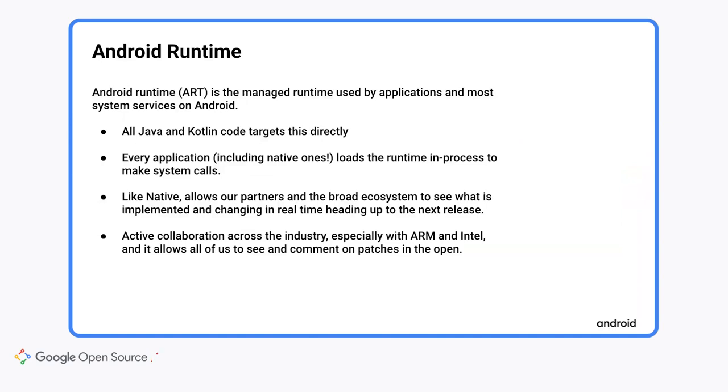And so like native code, this allows our partners and the broader ecosystem to see what's coming. So right now we're working on a new garbage collector, which is the part of the runtime that manages and reclaims memory and allocation. So this tends to have a pretty high impact on user programs. So it's really nice to be able to share this early with them so that everyone can see how it runs, not only with their application, but on a different set of devices with different memory configurations and different sets of services running to make sure that it really runs well for everybody.